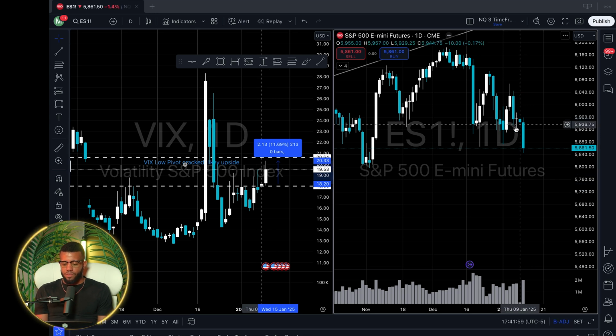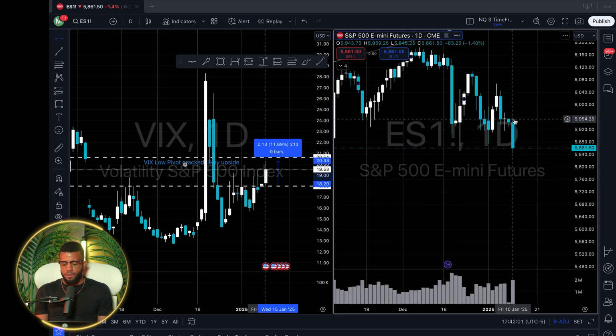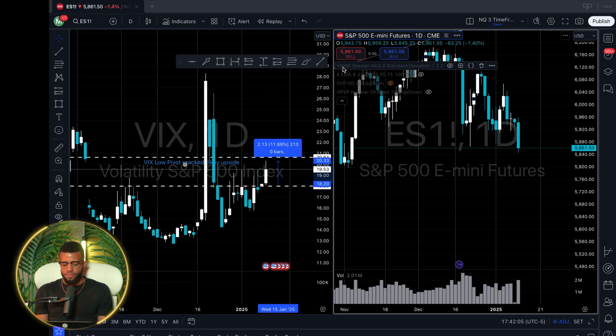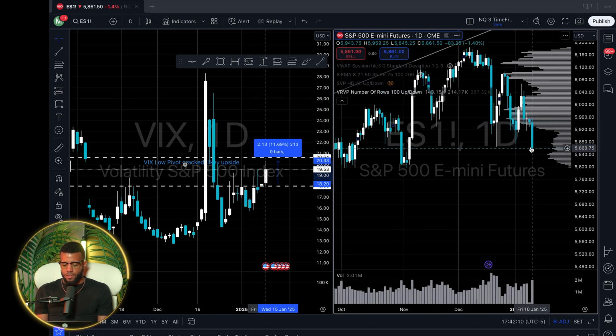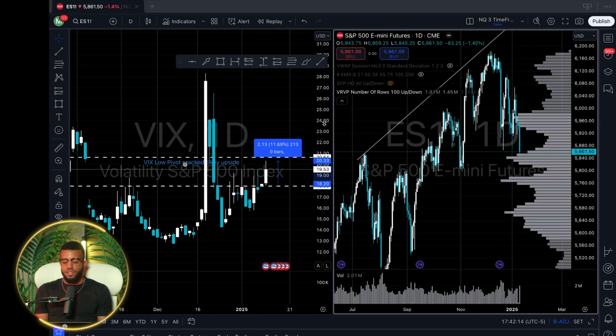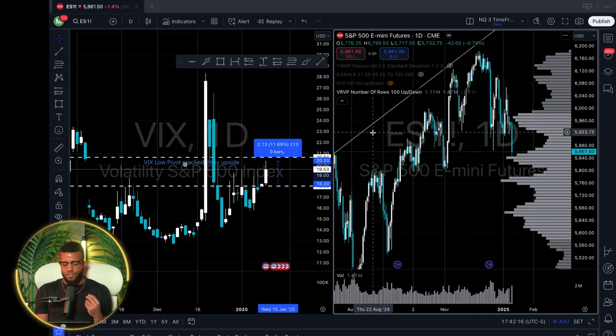And on Friday, we had this double doji continuation pattern, but we had a nice red day into a volume shelf that is down here. If I turn on my visible range volume profile, we're going to see that there was a shelf here, but also it gave us that nice down day. So this is another layer of analysis that you could add in.